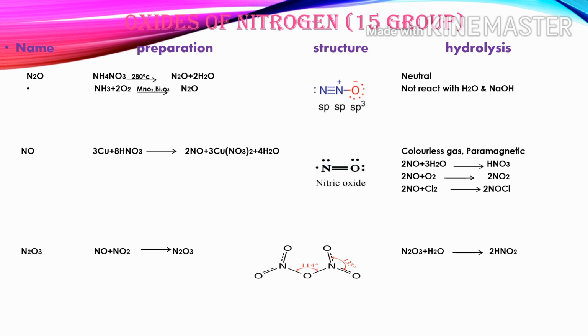Next oxide is dinitrogen trioxide. It is also called nitrogen sesquioxide. Formula is N2O3. When an equal amount of nitric oxide and nitrogen dioxide is cooled to a low temperature, that is -120 degrees centigrade, it condenses into dinitrogen trioxide. See the structure of dinitrogen trioxide and its reactivity. It is an acidic oxide. It dissolves in water to form nitrous acid.